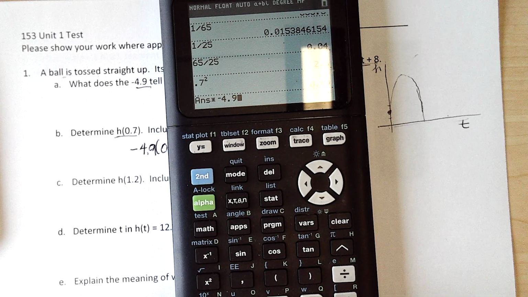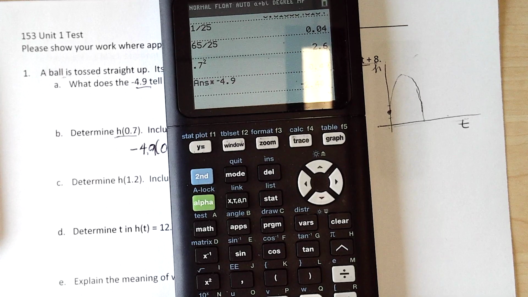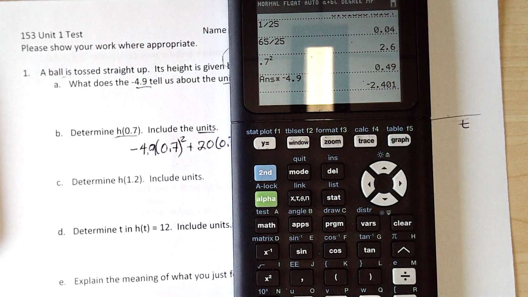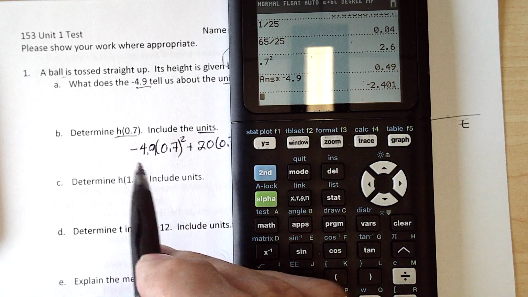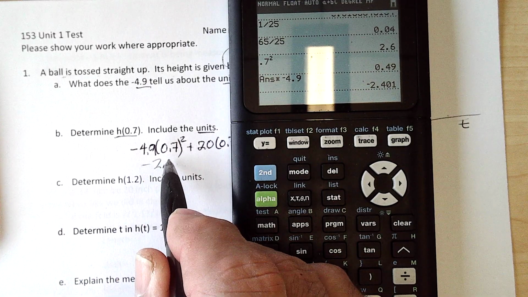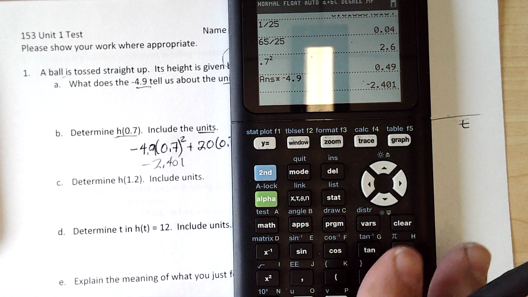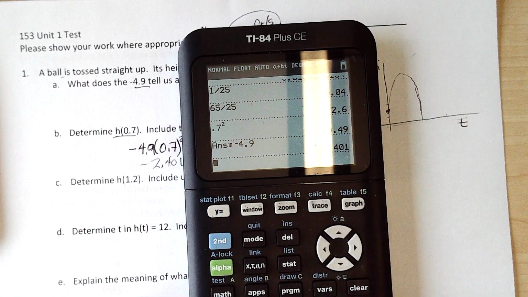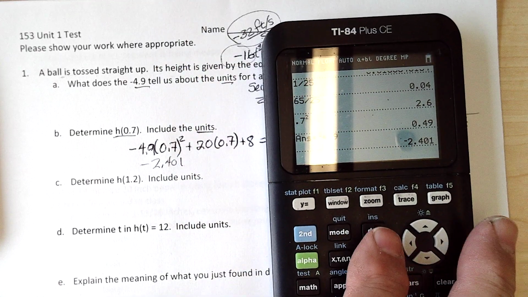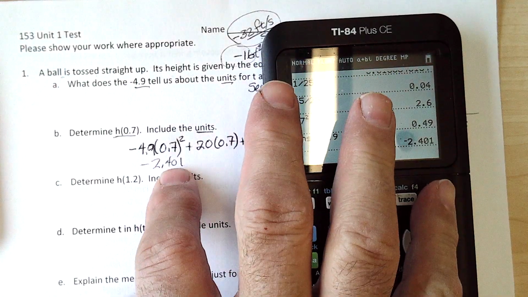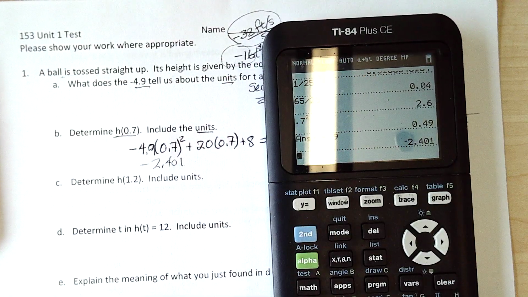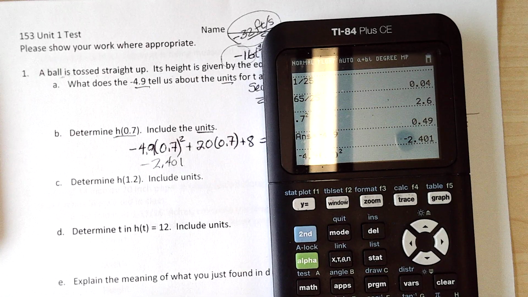And I get, for this first term, negative 2.401. But if I were doing this on a calculator, I would type the whole thing in. Now, if you're doing it on a phone calculator, you have to do it in parts. You do that part and do that part and then add them up. But here we go. Negative 4.9, parenthesis, 0.7, close parenthesis, squared.